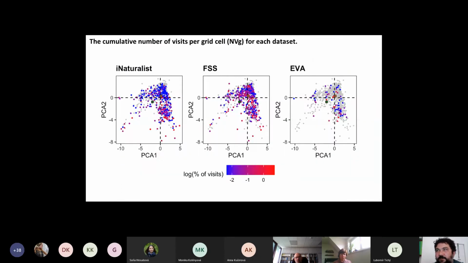So what we did with this environmental space, we plotted inside the number of visits, and we saw that EVA, in this case, as you see, go to a particular area, so they decide the place to go, usually professional botanists. But also here, iNaturalist and Facebook cover the same environmental space. But as you see, the number of visits in iNaturalist is mainly in coastal areas, or with this red one, while in Facebook it is maybe everywhere in the environmental space.